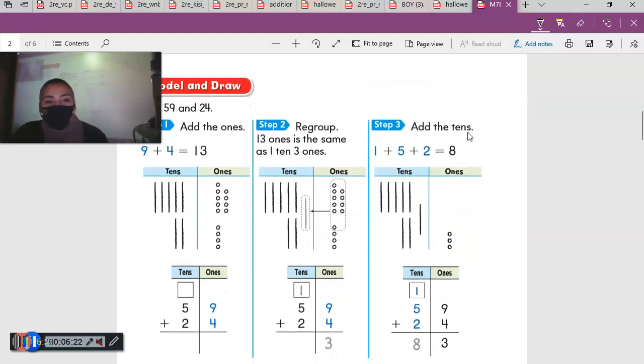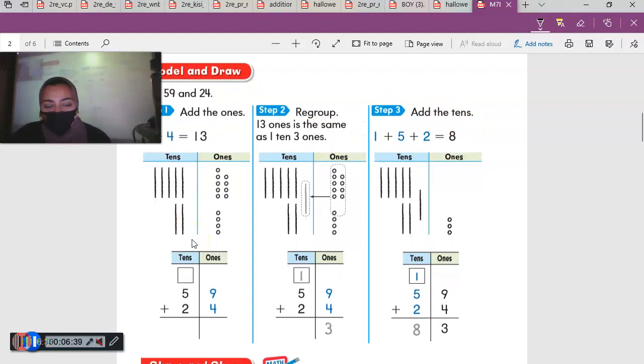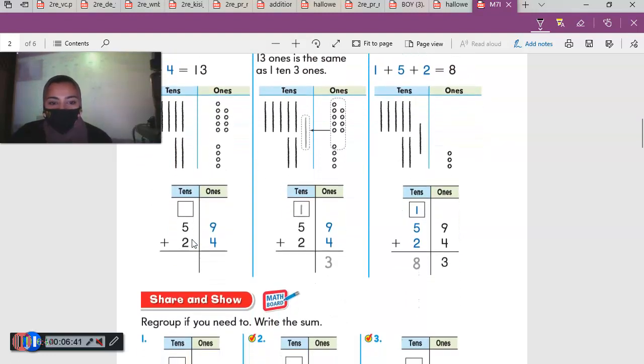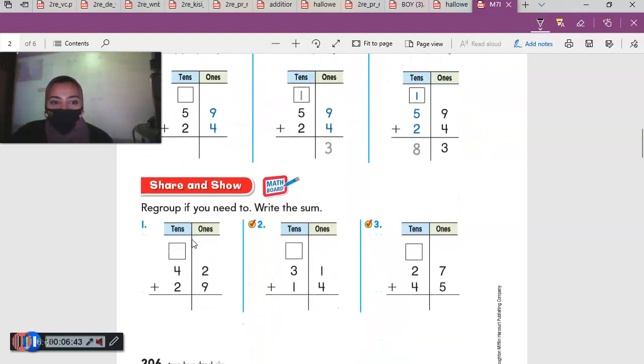Add 59 and 24. Add the ones. It tells you step by step. Step 1, add the ones. Step 2, regroup: 13 ones is the same as 1 ten and 3 ones. Step 3, add the tens. So I'm going to skip the picture part and we're just going to jump right into the elevator escalator. So 9 plus 4 is what?